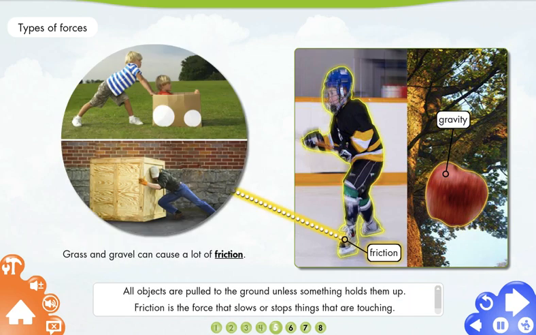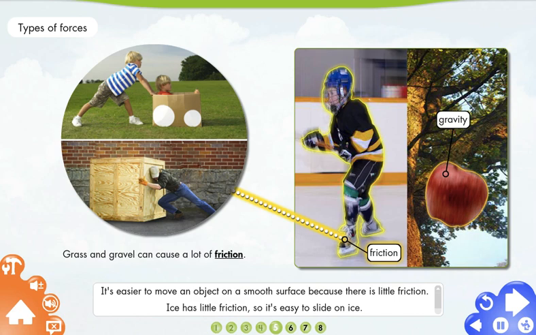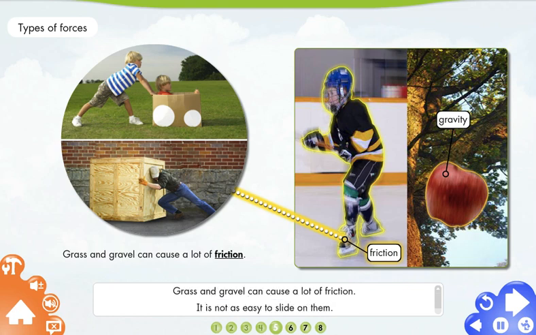Friction is the force that slows or stops things that are touching. It's easier to move an object on a smooth surface because there is little friction. Ice has little friction, so it's easy to slide on ice. Grass and gravel can cause a lot of friction. It is not as easy to slide on them.